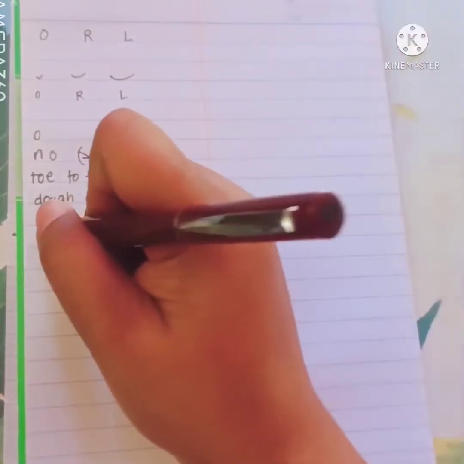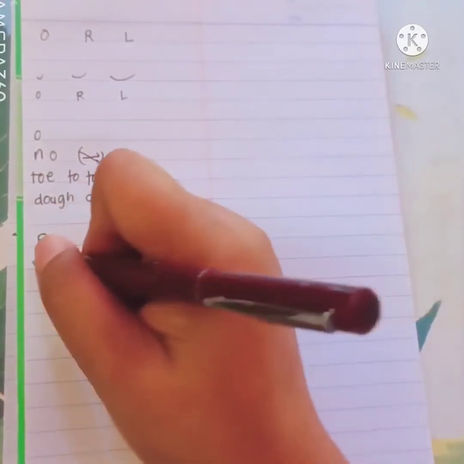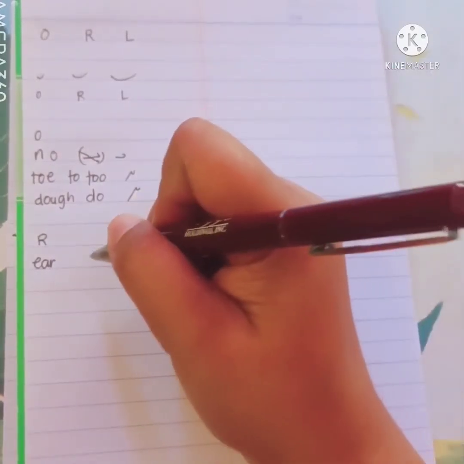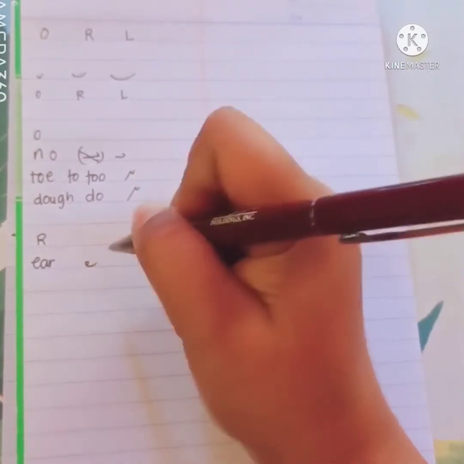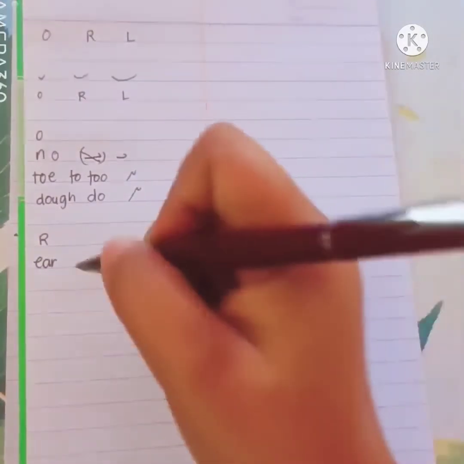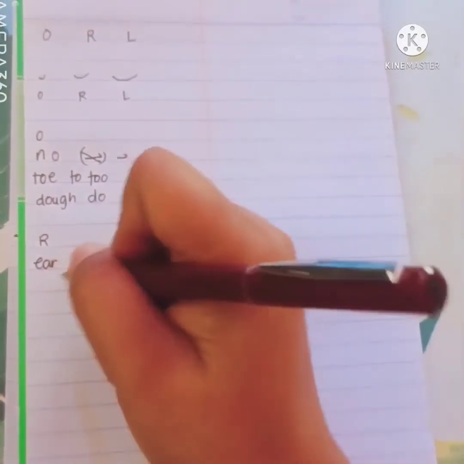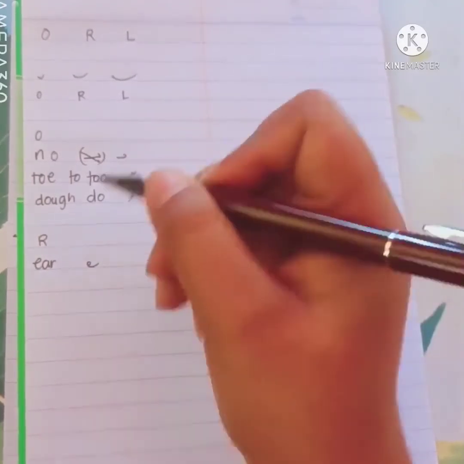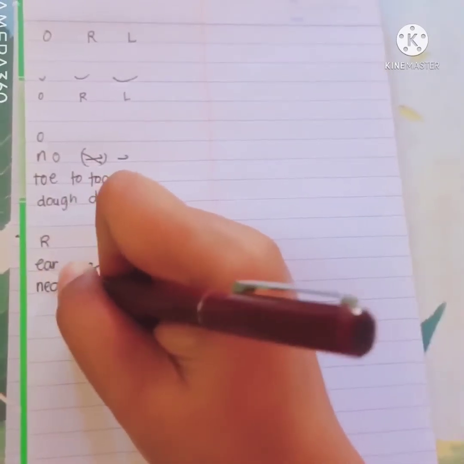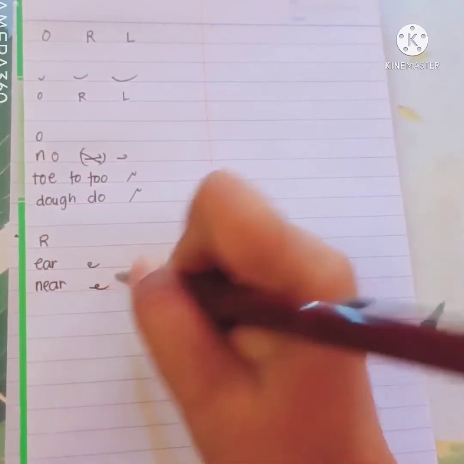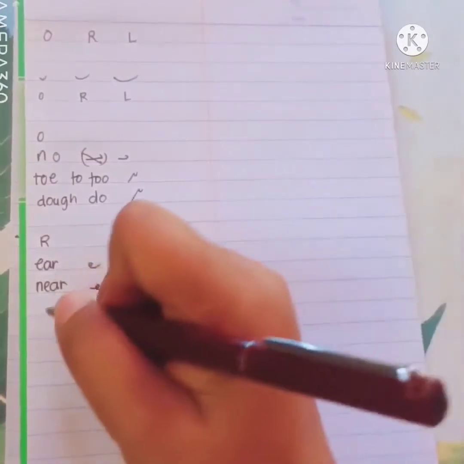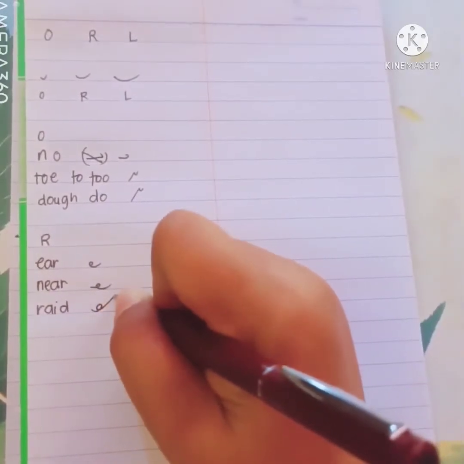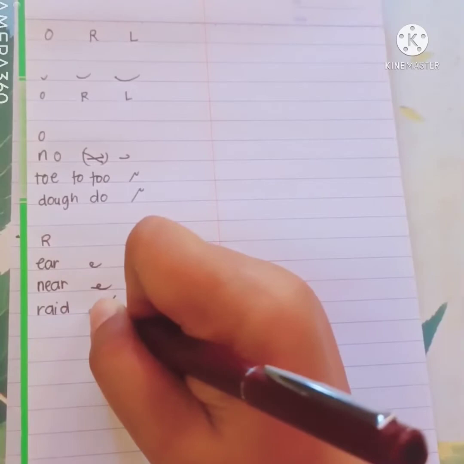Let's go to letter R. Ear. So, it's ear. E-R. Let's omit the letters that are silent. Okay. Then, near. Near. And then, raid. Okay.